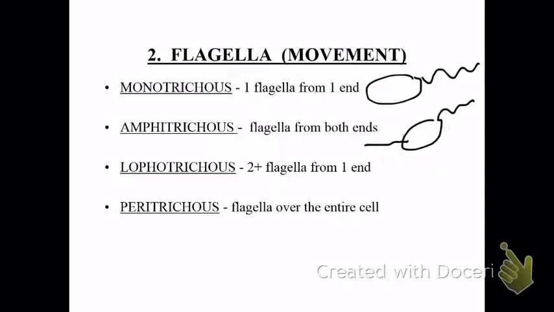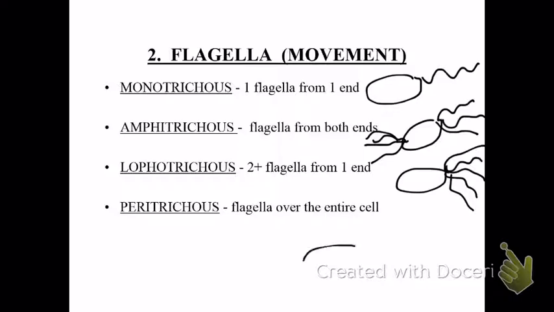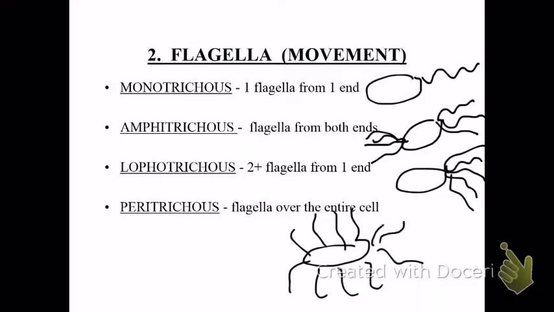Okay, wait, I messed up. Sorry. Amphitrichous is flagella from both ends. I did mess up. It can be more than one, so one or more. So both pictures would be correct. If it has a whole bunch from one end, and then peri, P-E-R-I, means around. So flagella all around. And so you want to be able to identify those pictures. You may see those again.